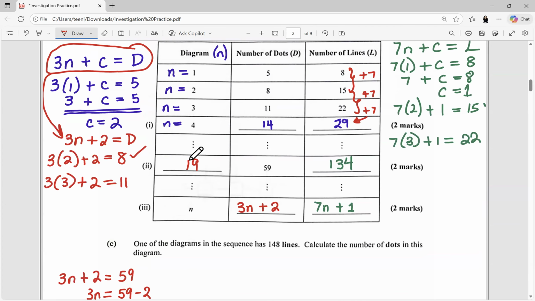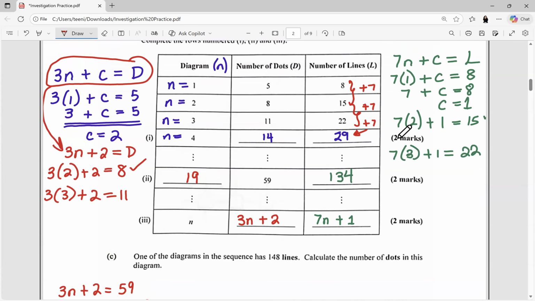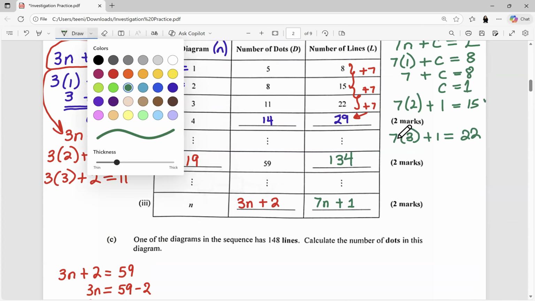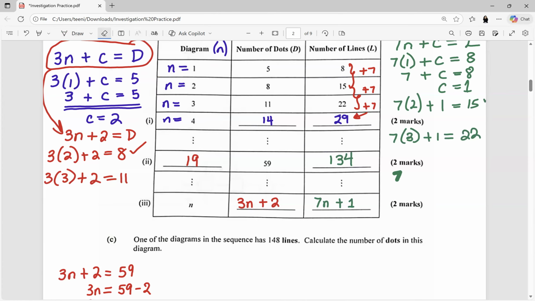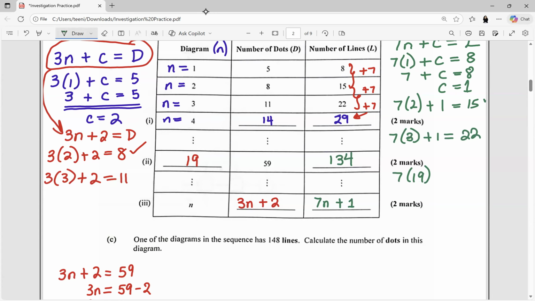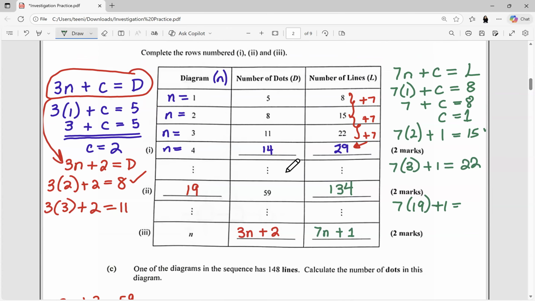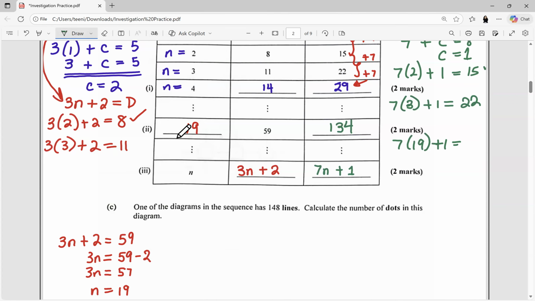And once you know what the diagram number is, you could work out the number of lines by saying 7 times n plus 1. Well, if n is 19, it'll be 7, oops, I forgot to change this. It'll be 7 times 19 plus 1, which gives me 134. All right? That's how you do it, guys. This is a strategy that you can use for the patterns question, the investigation question.